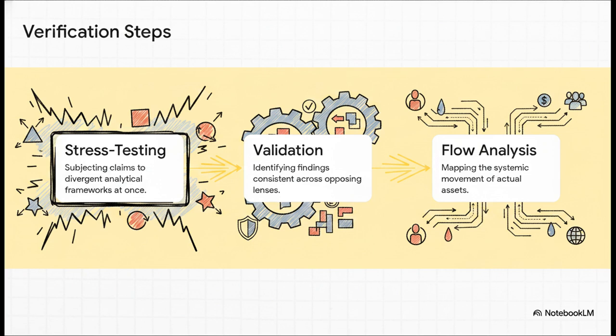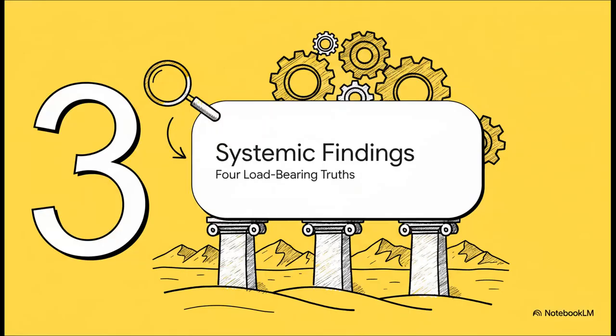Step 2 is structural validation. This is where you identify the findings that stay completely consistent even when viewed through those opposing lenses. If it survives the fire, it's structurally valid. And finally, step 3 is resource flow analysis. Once you actually know what's structurally valid, you map the systemic movement of actual assets and see the real-world impacts on different stakeholder groups. All right, Section 3, 4 load-bearing systemic findings.